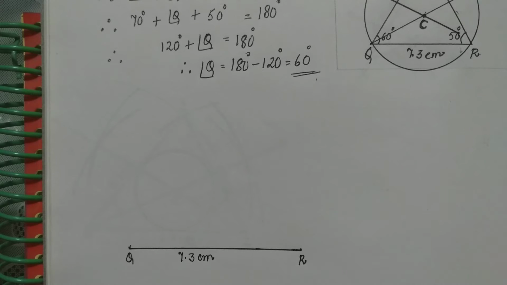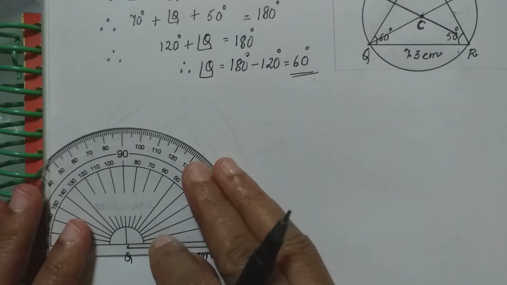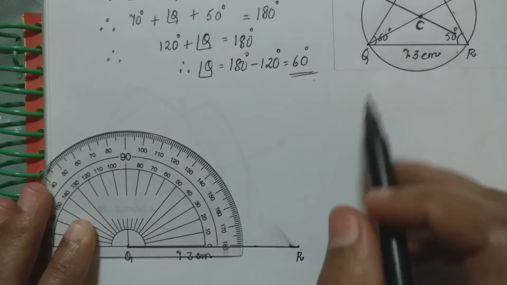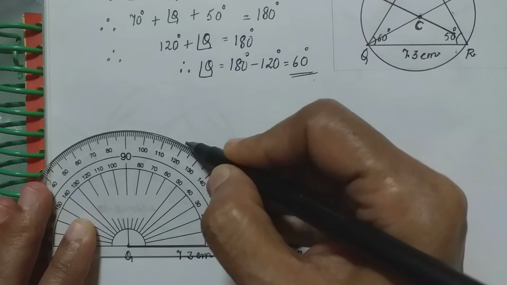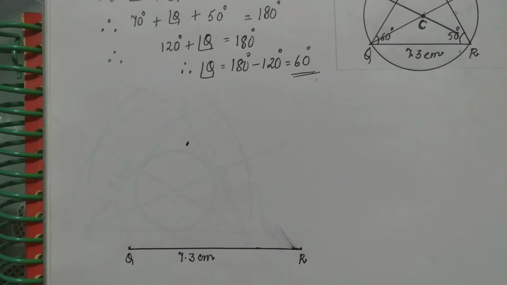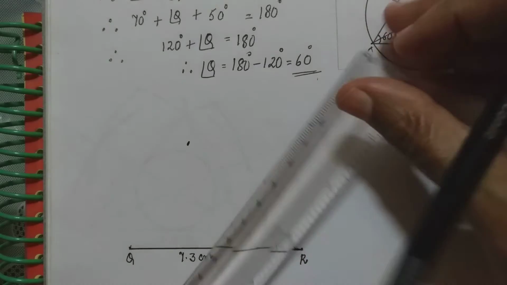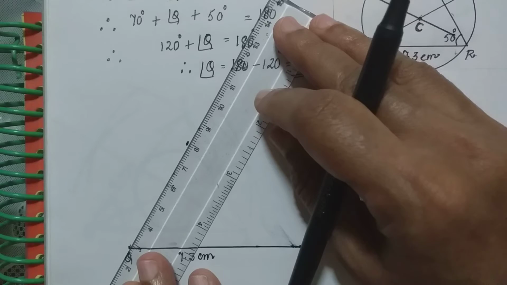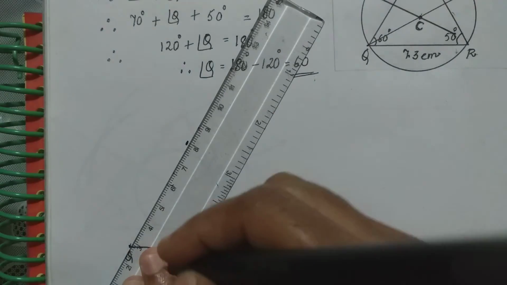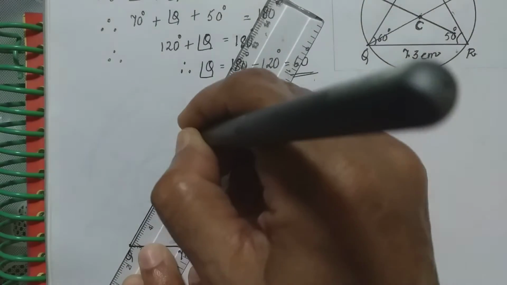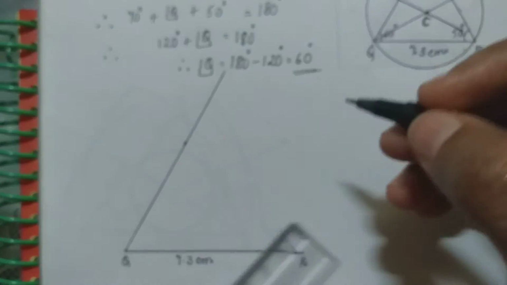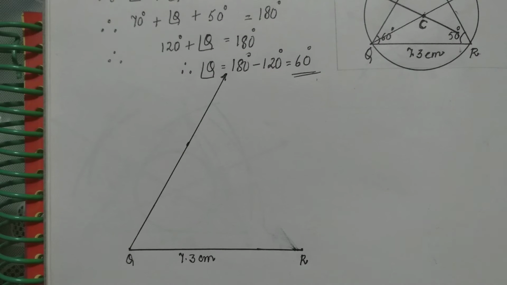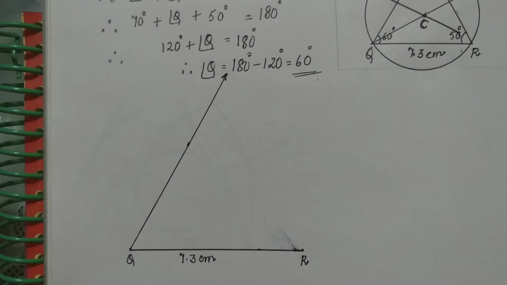Now we keep the protractor at Q and we have to take the measure of the angle as 60 degrees. So we mark 60 degree here. And now take the scale and draw a line, that is a ray passing through this point which we have marked and the vertex Q. So this is drawn.